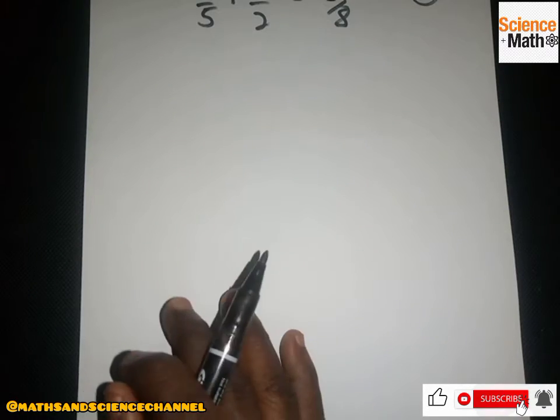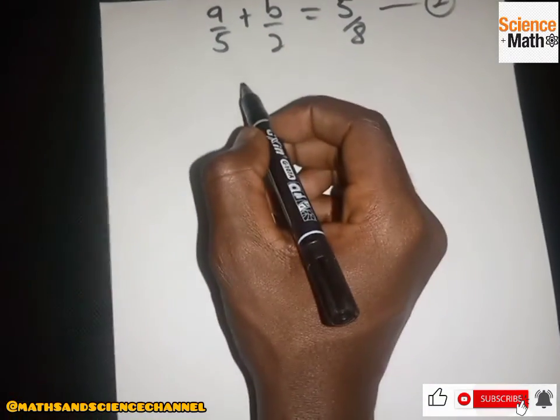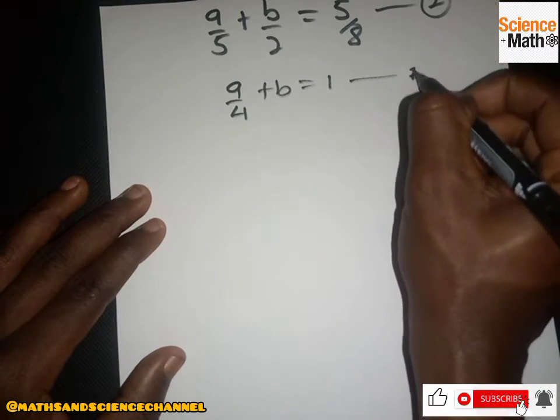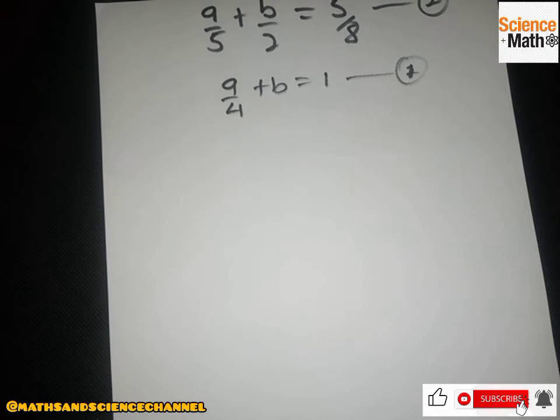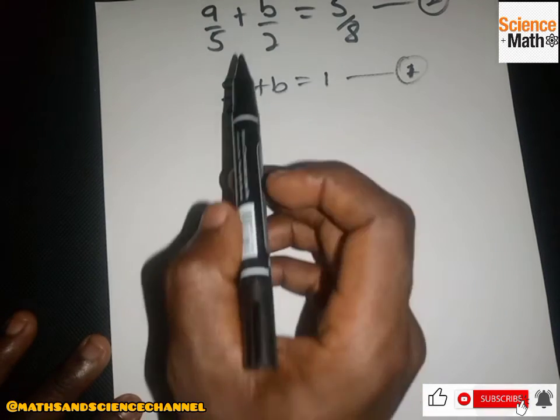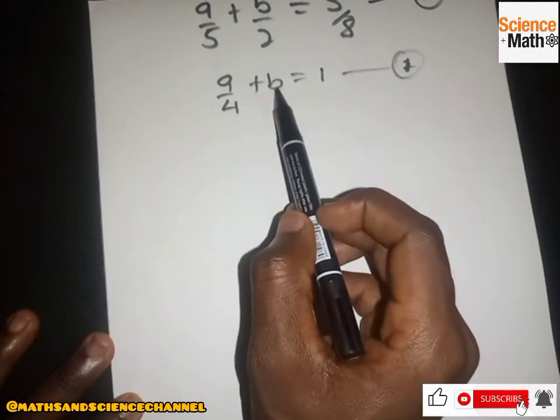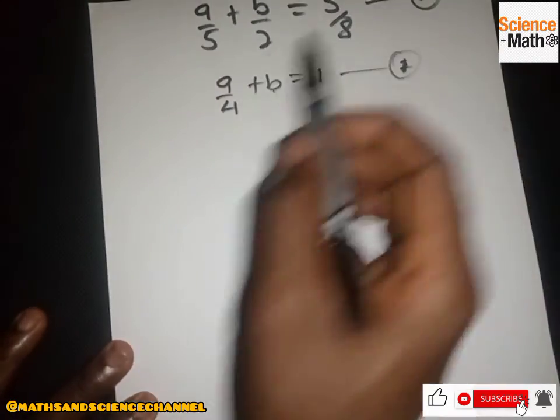Alright, so from equation 1, we had a over 4 plus b being equal to 1, and that is equation 1, right? Okay, so since we have both equations now, what we can do here is to find a and b. Either we use the elimination method or the substitution method, but let's use the elimination method in this case. So in the first place, we have b over 2 here, and then we have b here. So why don't we make this same as that by just multiplying through equation 2 by 2.